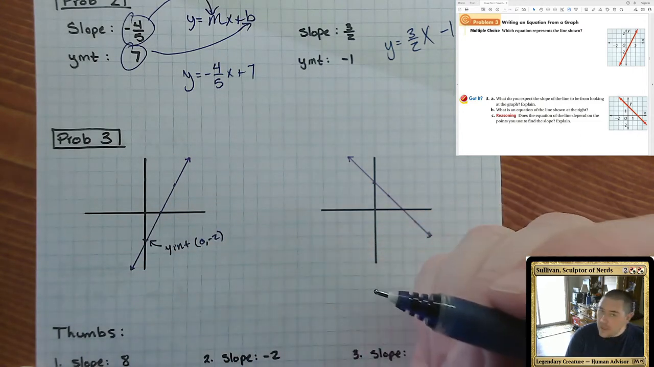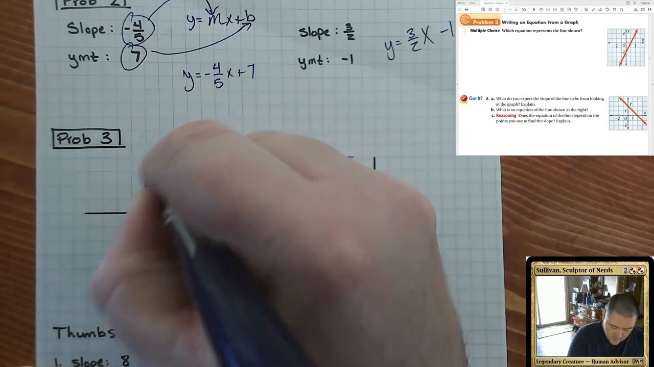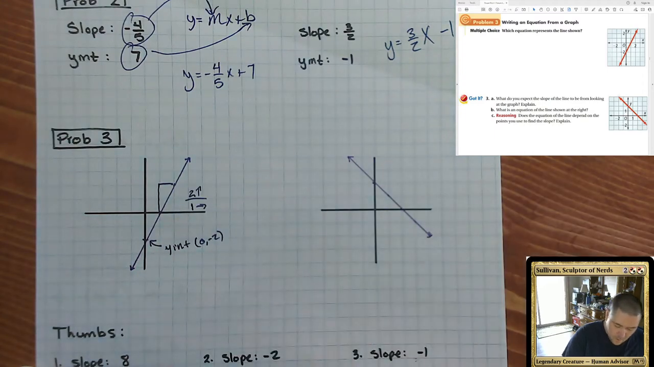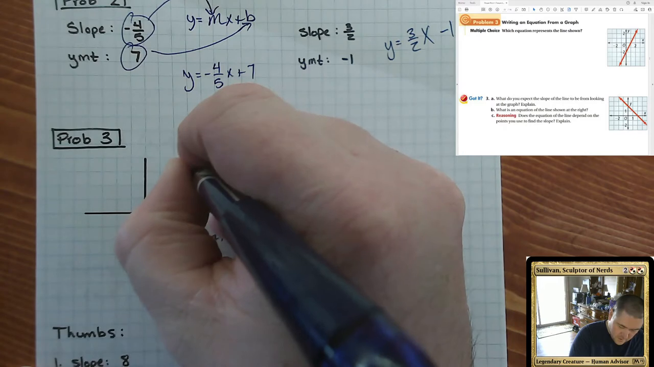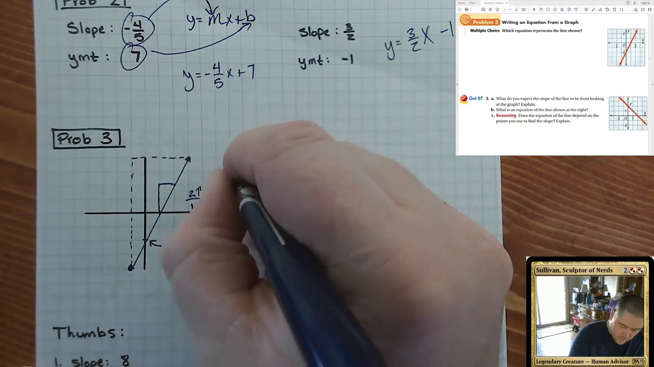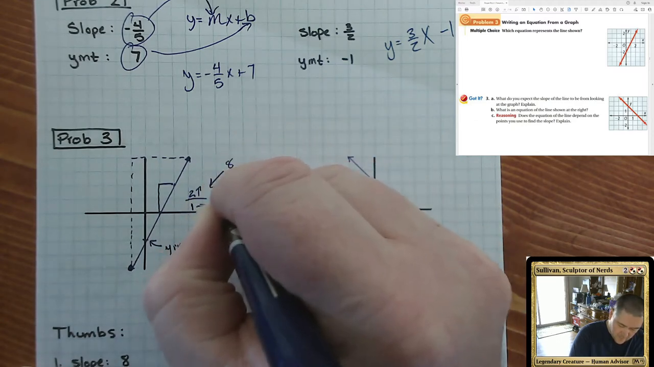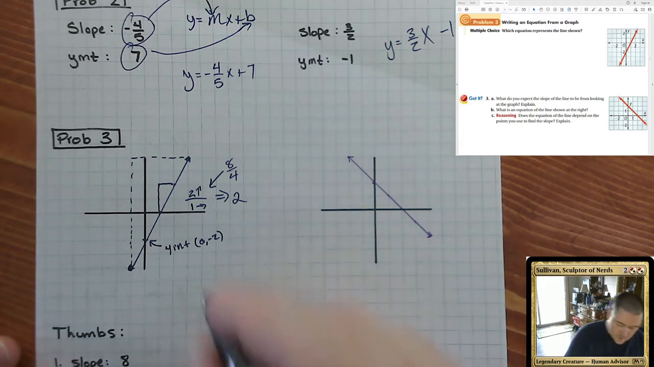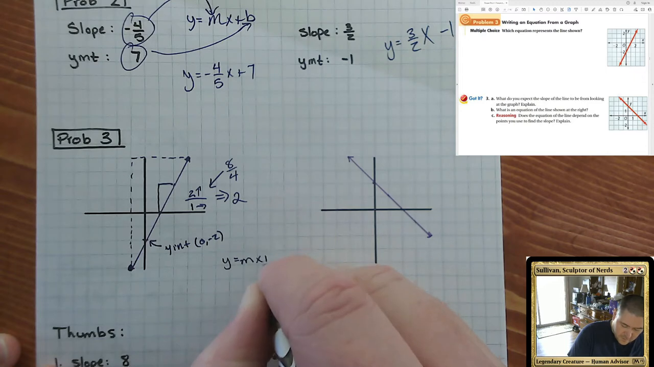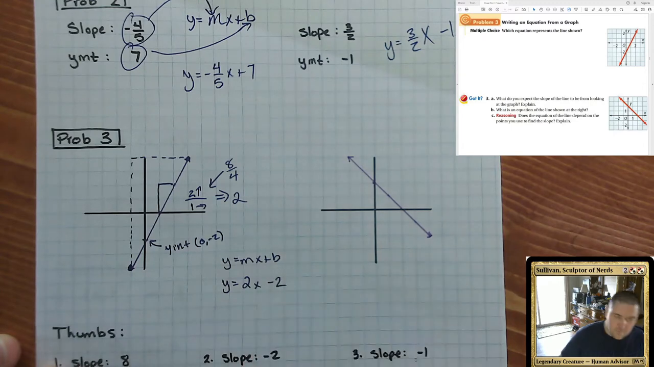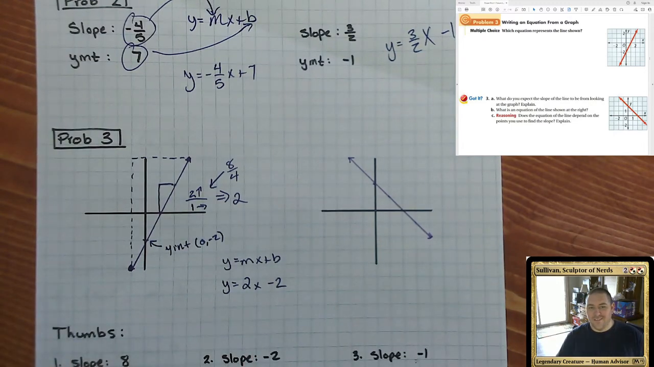And I'll count between any two points. Okay, they can be here to here, up 2, right 1. Or I could even go from here to here, go up 8, right 4. Well, 8 over 4 still reduces to 2. So in either case, I counted boxes and I got my slope of 2. I identified my y-intercept as negative 2. And y equals mx plus b. I'm going to put 2 and then a negative 2. Ta-da! That's all it is.